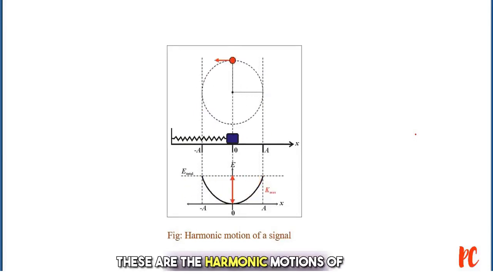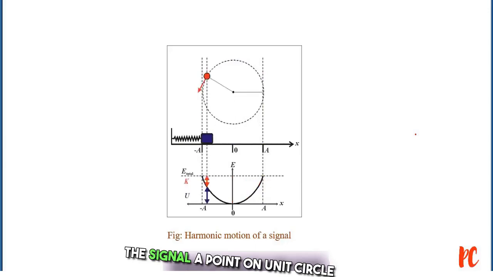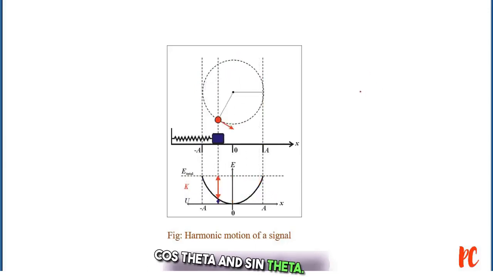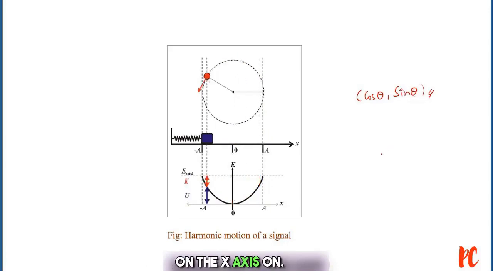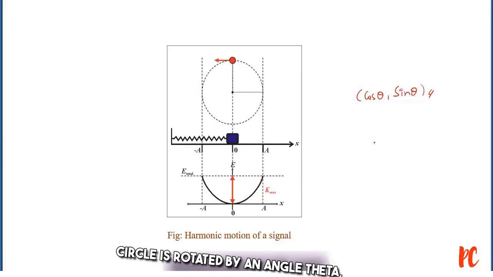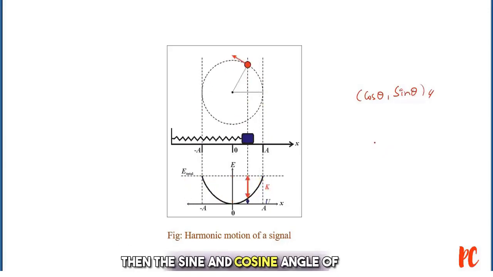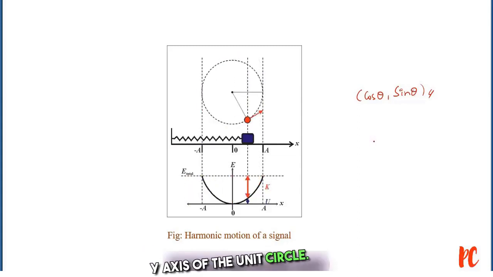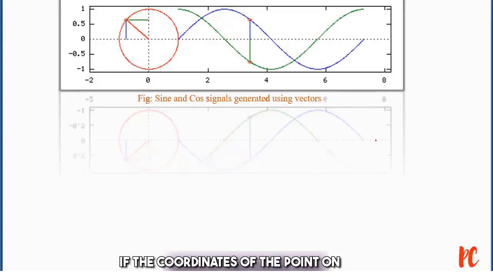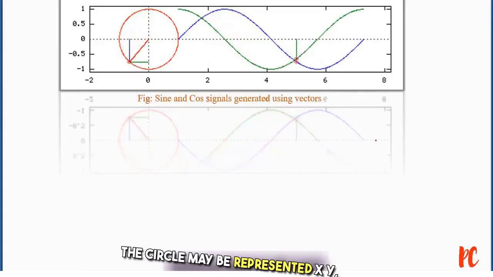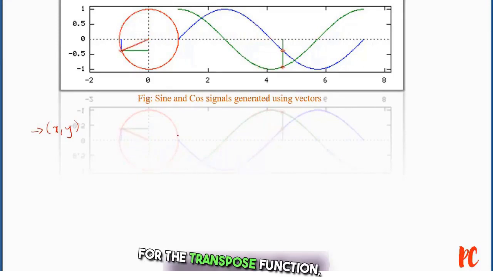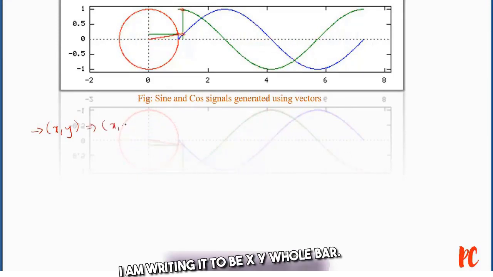Here are the harmonic motions of the signal. A point on the unit circle rotated by an angle theta has the coordinates cos theta and sin theta. This says if a point on the x-axis of a circle is rotated by an angle theta, then the sine and cosine of the rotation angle may be directly read from the x-axis and y-axis of the unit circle. If the coordinates of the point on the circle are represented as (x, y), then it can equally be represented as (x bar, y bar) for the transpose function. I am writing it as (x, y) whole bar.